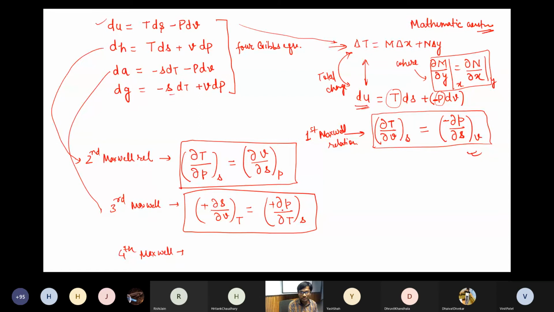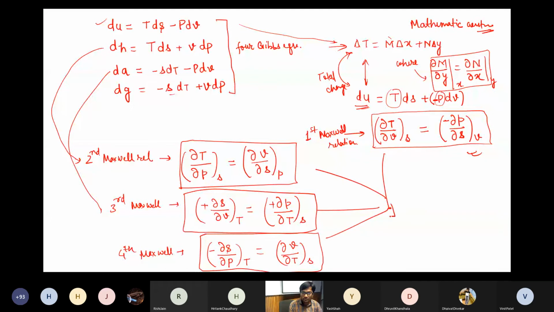This is your S, this is your M. You can relate ∂M/∂Y. So minus ∂S/∂P at constant T must be equal to ∂V/∂T at constant S. So these four relations are collectively called the Maxwell relations.